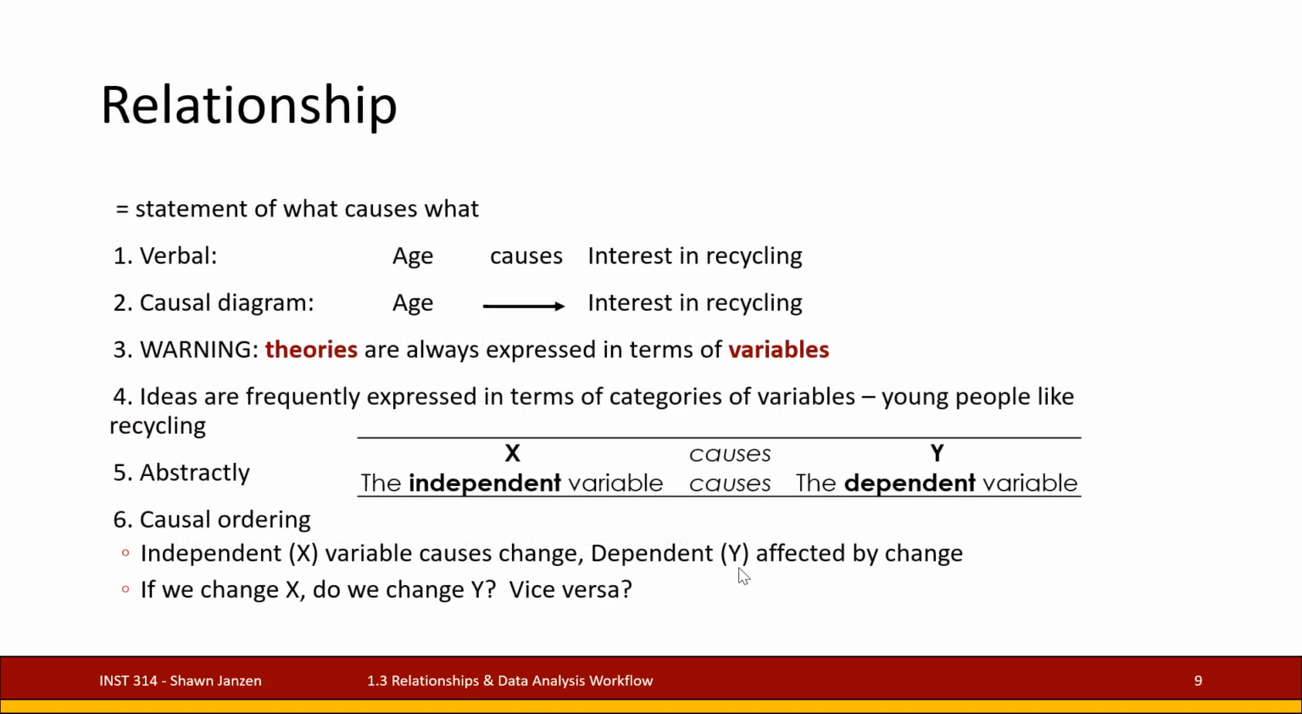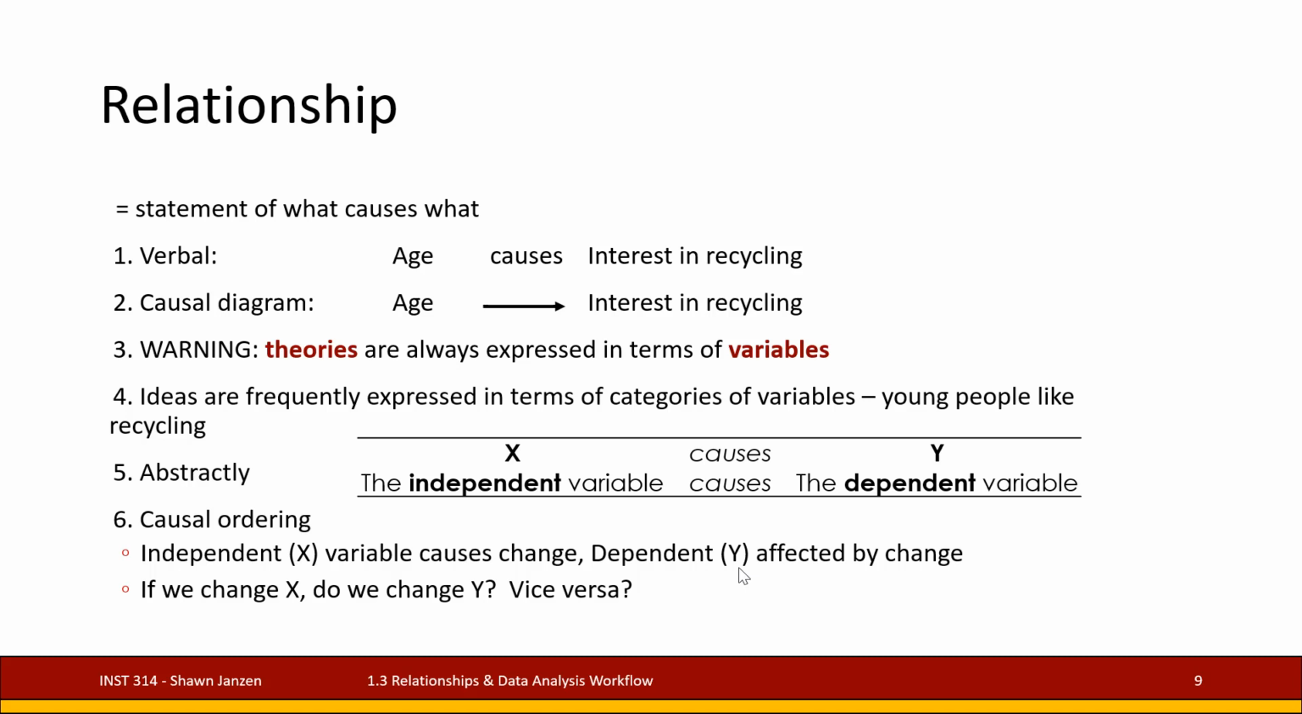So when we break it down into the relationships portion, there are different ways that we can structure this: the way we talk about it, the way we write it and draw it. The relationships are really what is causing what. Verbal relationships refer to one variable causing another one. So we could say that age causes an interest in recycling. That's when you're saying, if you're younger or older, is that affecting how much you choose to recycle or not?